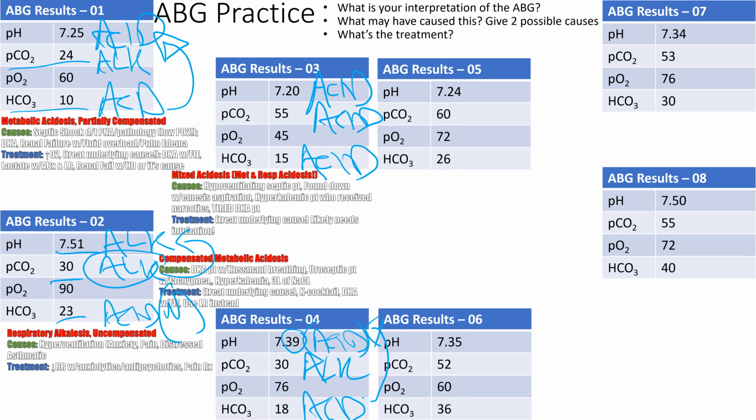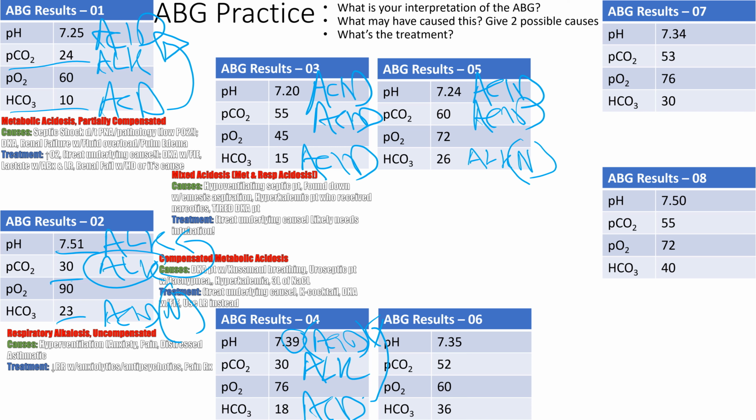Okay. Treat the underlying cause. If they have hyperkalemia, for instance, we can fix it with a potassium cocktail. All right, number 5. What is that? pH. That is acidosis. What about the CO2? That's also acidosis. What about the bicarb? That's normal on the alkalotic side, right?